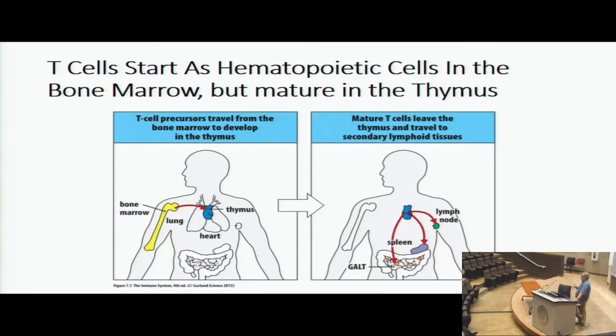And then once it's done that, if it survives the processes in the thymus, it then leaves the thymus and does much the same as the B cell. It circulates around the body in the circulatory system, trafficking through these secondary lymphoid tissues. The thymus is considered a primary lymphoid tissue, much like the bone marrow is the primary lymphoid tissue for B cells. For T cells, it's the thymus. But once it's matured and exits to the periphery, it starts to traffic through these secondary lymphoid tissues. So lymph nodes, spleen, and gut-associated lymphoid tissue.